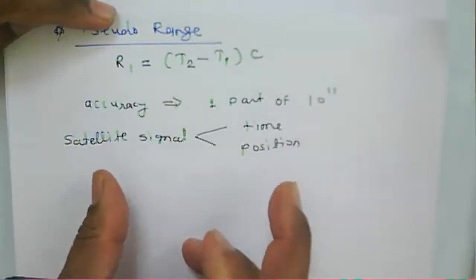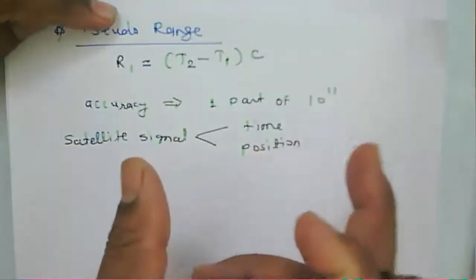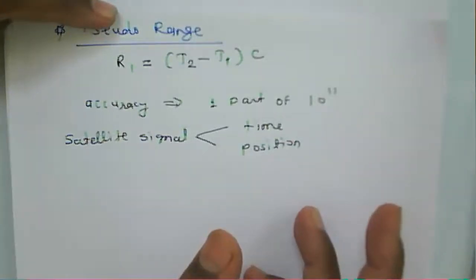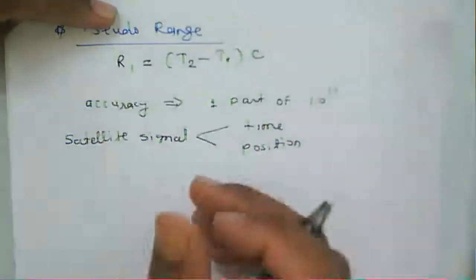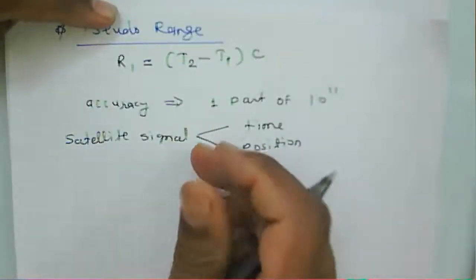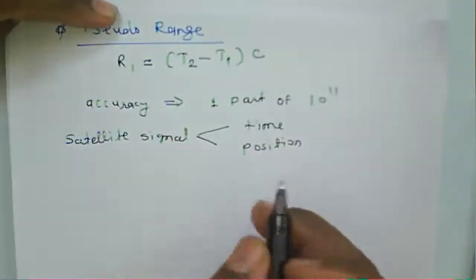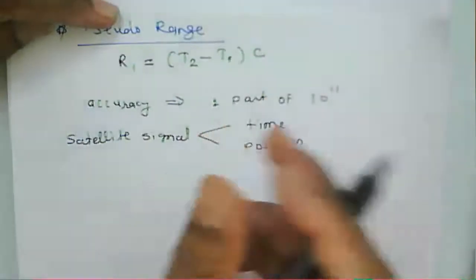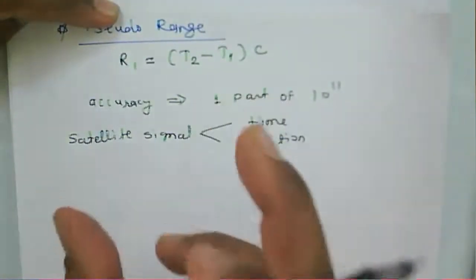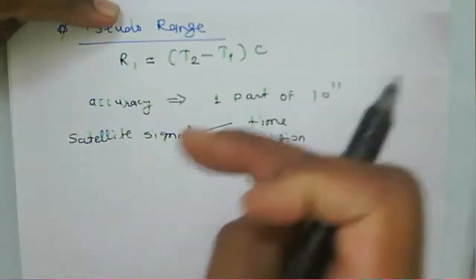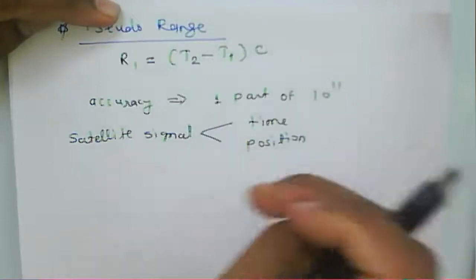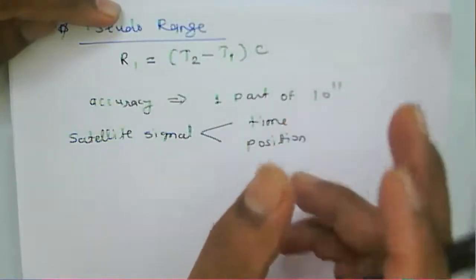So we can say that the position of that satellite at any given instant of time is predictable, or can be known with respect to the clock timing. That information of timing and position is called the ephemeris data.